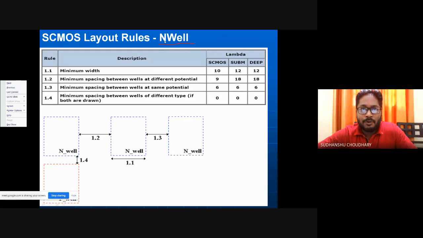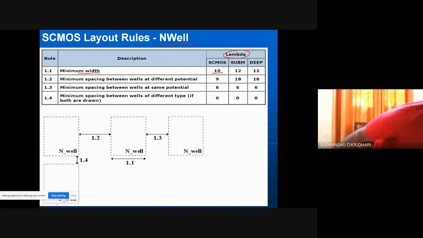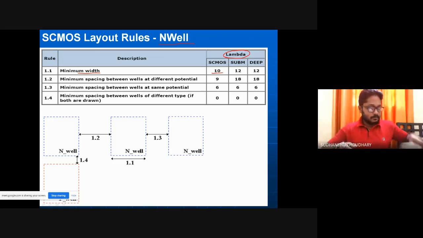So for example, I want to draw an N well. Rule number 1 says that my N well should have a minimum width of 10 lambda. All these rules, that is dimensions, are in terms of lambda. So the minimum width of my N well should be 10 lambda or more, that is this rule 1.1.